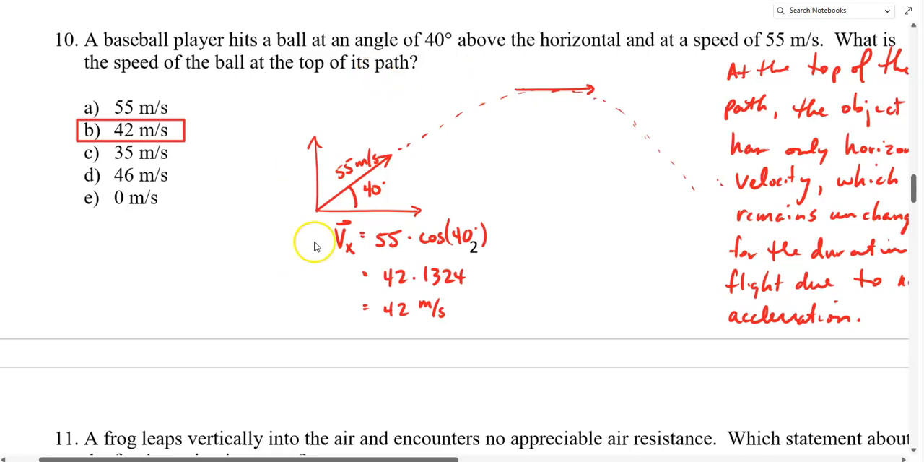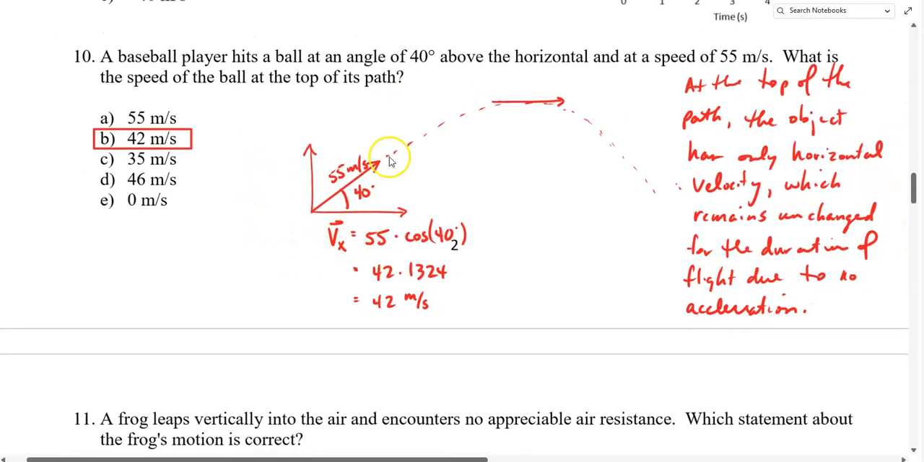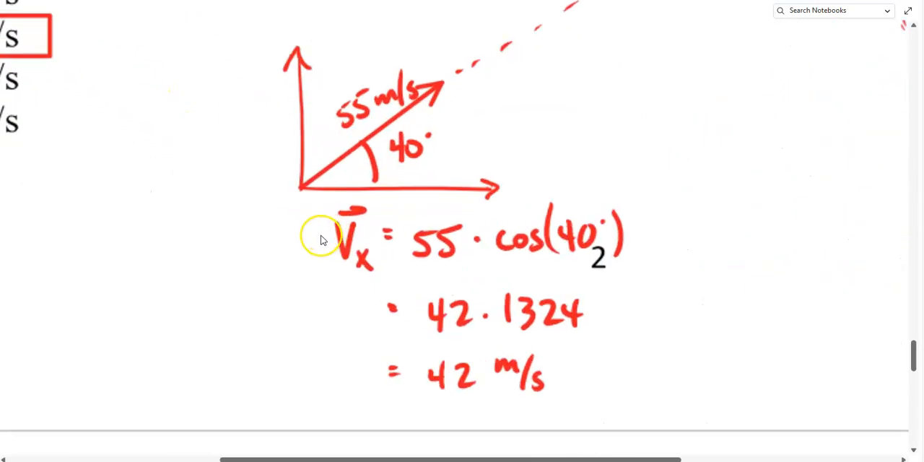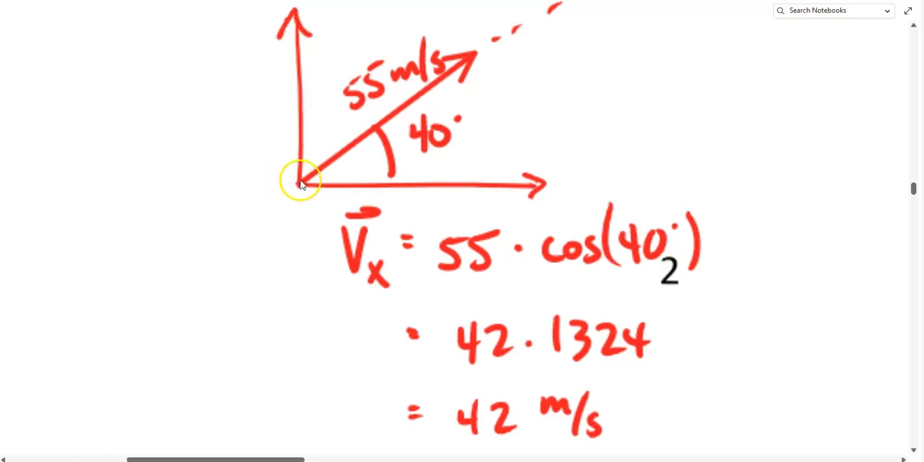With question 10, I do like this one. We have a projectile motion problem. There's a theoretical component that helps us answer this question. So initially you might note that the ball is launched at 40 degrees and its diagonal initial speed was 55 meters per second.